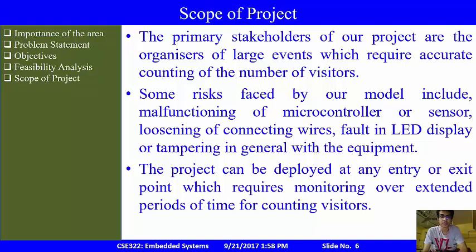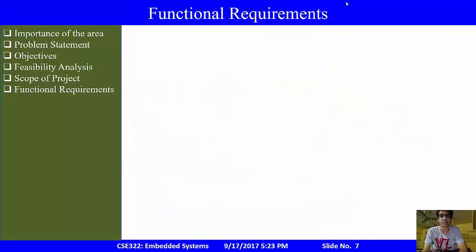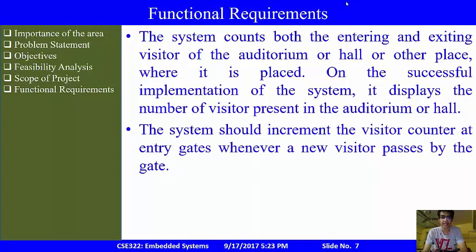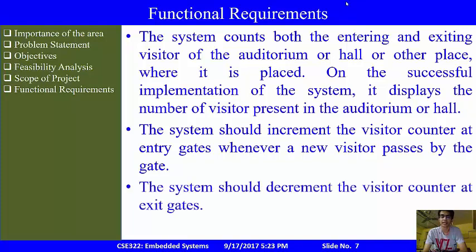The functional requirements for this project are: the system counts both the entering and exiting visitors of the auditorium or hall or other place where it is placed. On successful implementation of the system, it displays the number of visitors present in the auditorium or hall. The system should increment the visitor counter at entry gates whenever a new visitor passes by the gate. The system should decrement the visitor counter at the exit gate.